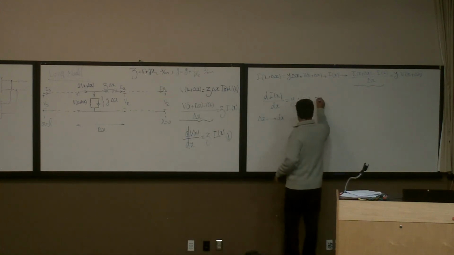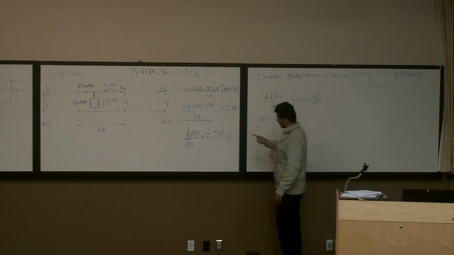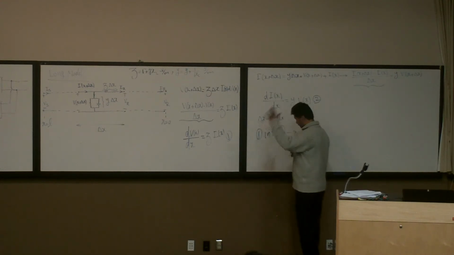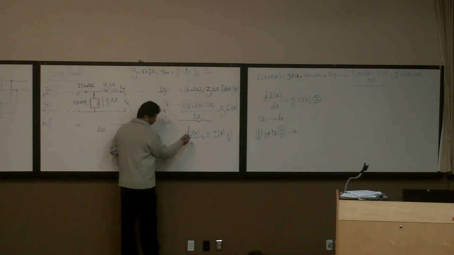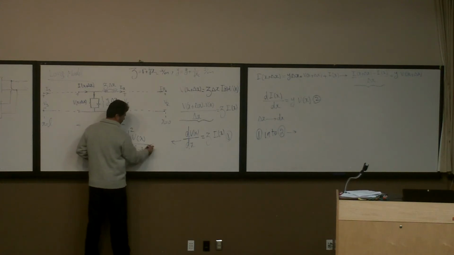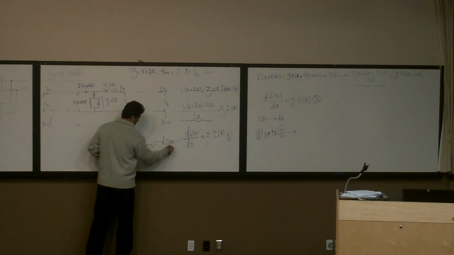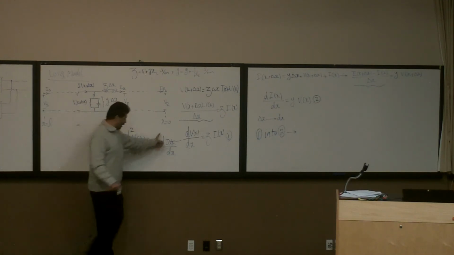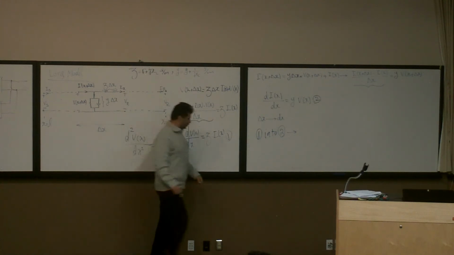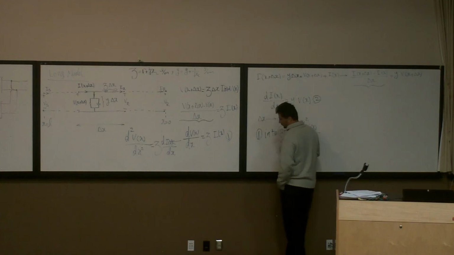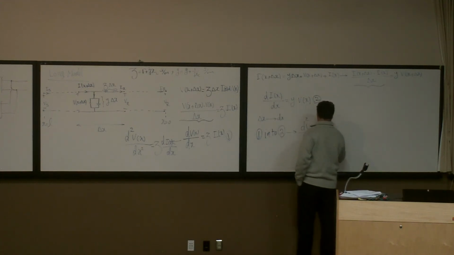So two equations. I'm going to replace this one here, 1 into 2. So before doing that, because we have it, let's take another derivative of this one. It's going to be d2V over dx2 is going to be Z dI over dx, right? I take a derivative from both sides, right? Now I'm going to replace dI over dx from there. So it's going to be d2V over dx2 is equal to Z times Y V, right?